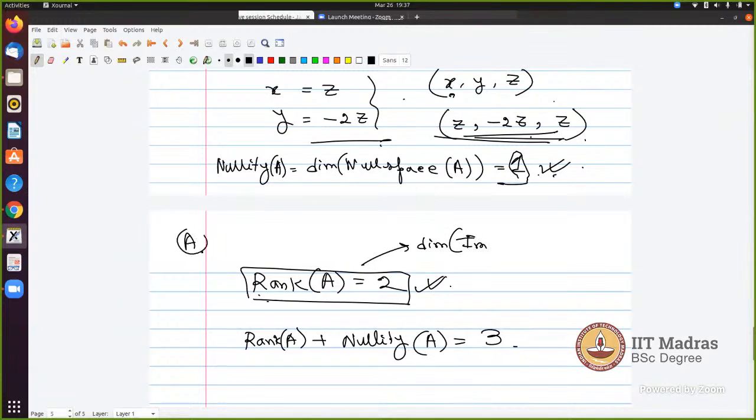Any matrix corresponds to some linear transformation, and I can call it the dimension of the image of T. So this rank is giving me the dimension of that image, and that depends on the number of dependent variables. Is it clear?